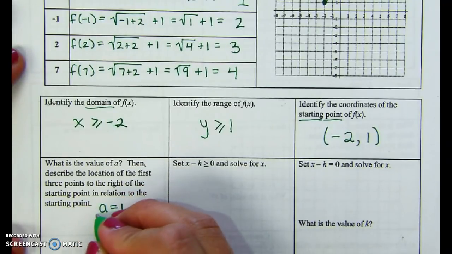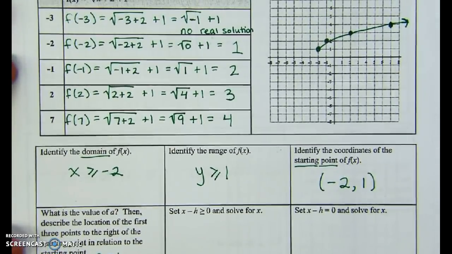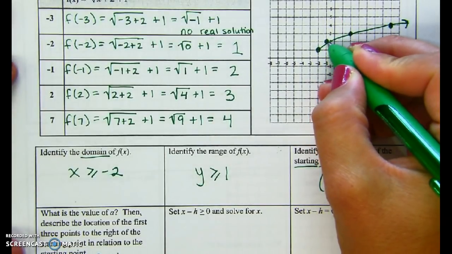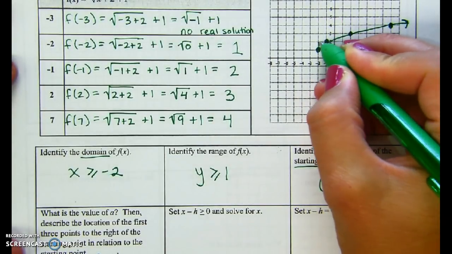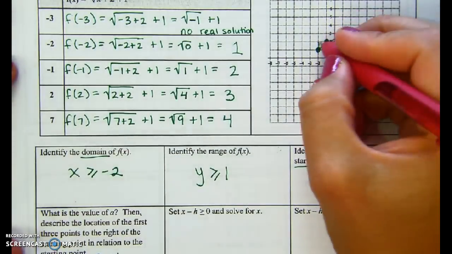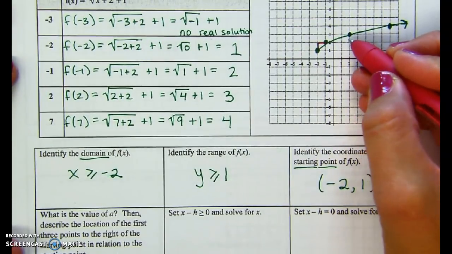Then describe the location of the first 3 points to the right of the starting point in relation to the starting point. So the first point went up 1 over 1. I don't know what color to use. Here we go. I'm going to use a red. Up 1 over 1.